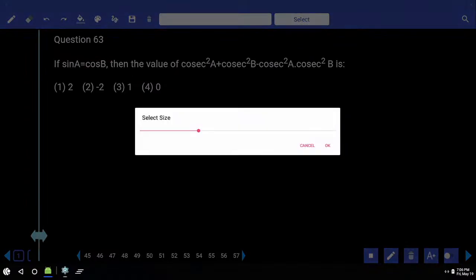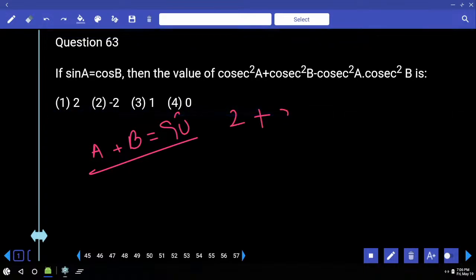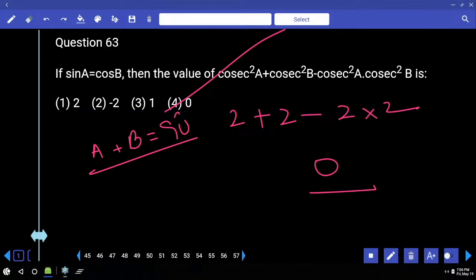Sin A equal to cos B means A plus B is 90. If sin A is equal to cos B, A plus B is 90. Directly you can use any value for A and B. Let's consider A equal to 45 and B equal to 45. Then cosecant 45 is root 2, square is 2. 2 into 2, 0. Sin A is equal to cos B is nothing but A plus B is 90.